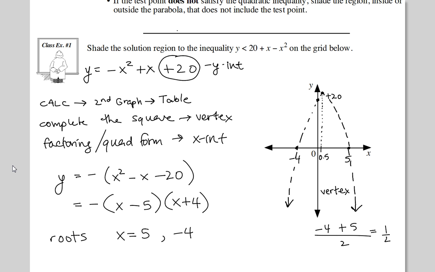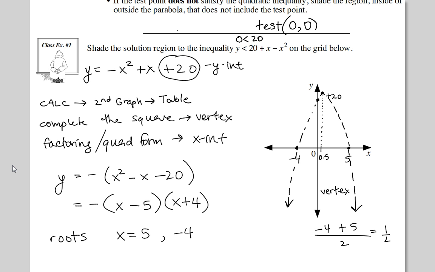So what's the best point to test? Okay, so test 0, 0. And you can always use 0, 0 unless what? Unless it's on the line, on the graph. Is 0, 0 on the graph? No, so we can use it. Plugging in 0, you get 0 less than 20. That was easy, wasn't it?